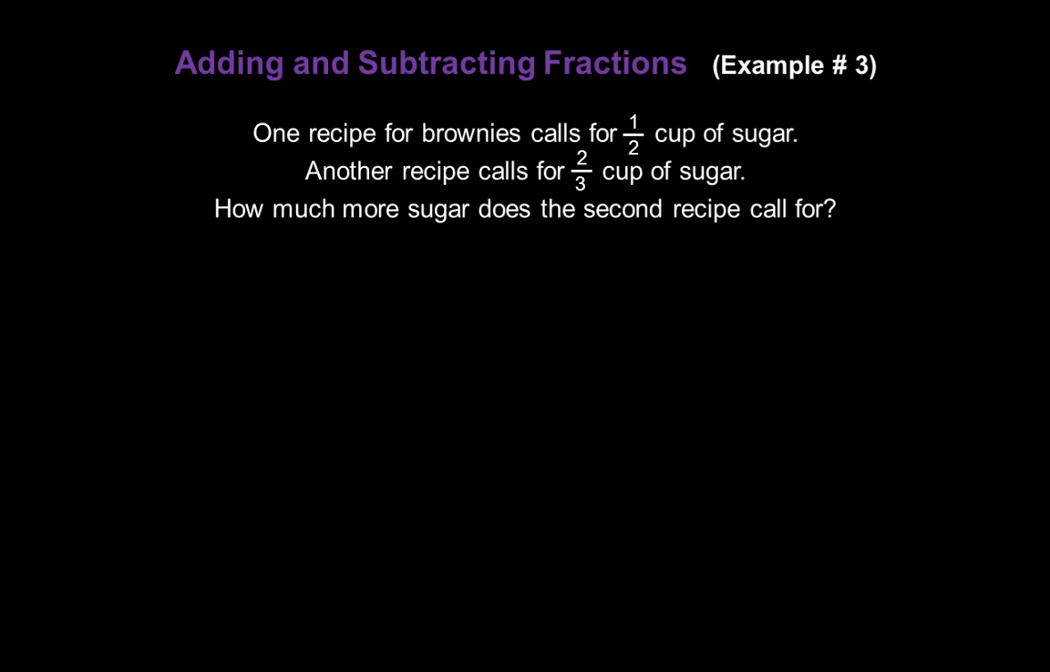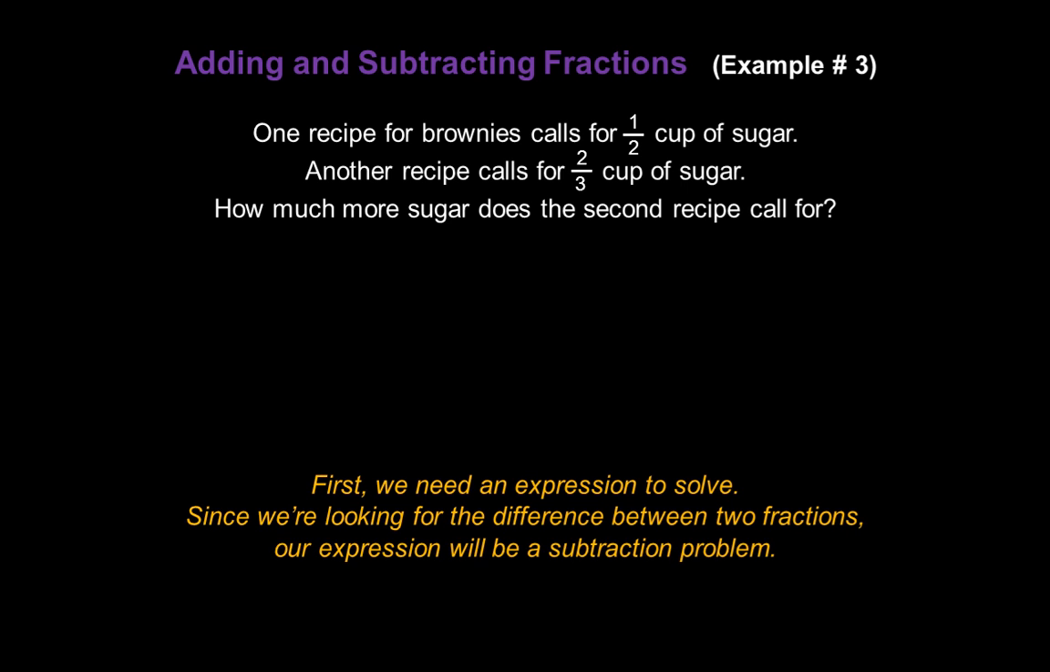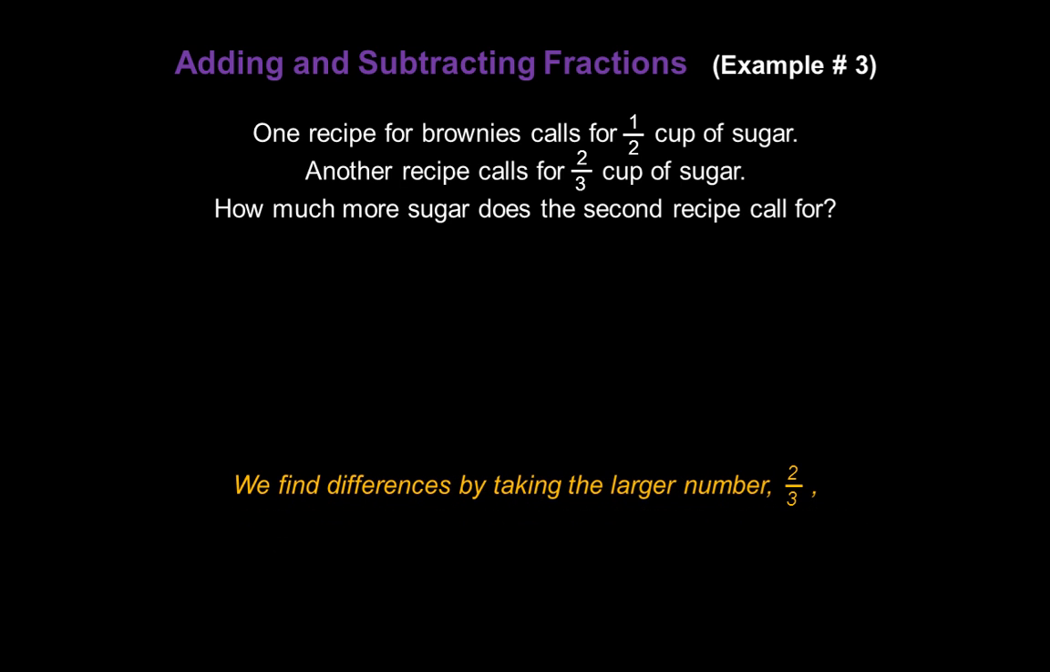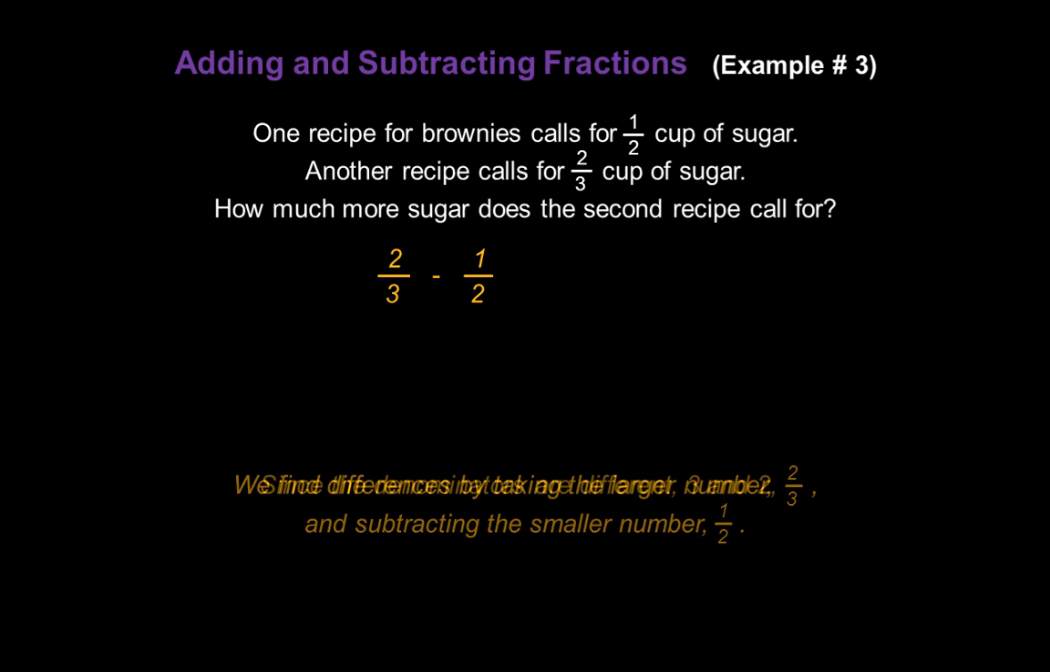Now let's wrap up this presentation with a word problem. One recipe for brownies calls for 1/2 cup of sugar. Another recipe calls for 2/3 cup of sugar. How much more sugar does the second recipe call for? Well, first we need to have an expression that we can solve. Since we're looking for the difference between two fractions, we know our expression is going to be a subtraction problem. And we find differences by taking the larger number, in this case the 2/3, and subtracting the smaller number, the 1/2.